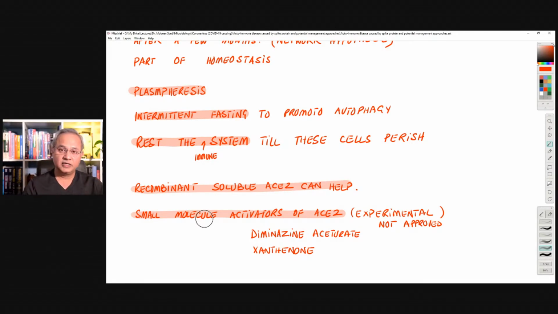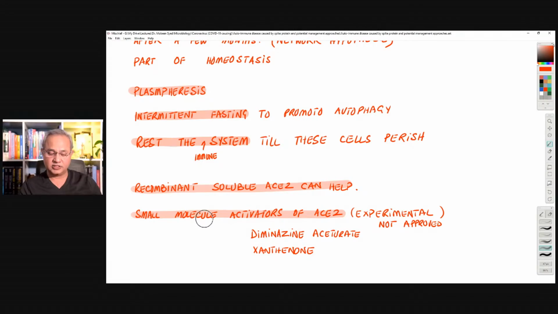So here, these authors, in the paper that I'm showing you, said it is possible to make recombinant ACE2. That means taking a bacteria, giving it the gene for ACE2 and asking it to make ACE2, and then injecting that ACE2 into our body, and then allowing those ACE2s to become the target of immunoglobulins.